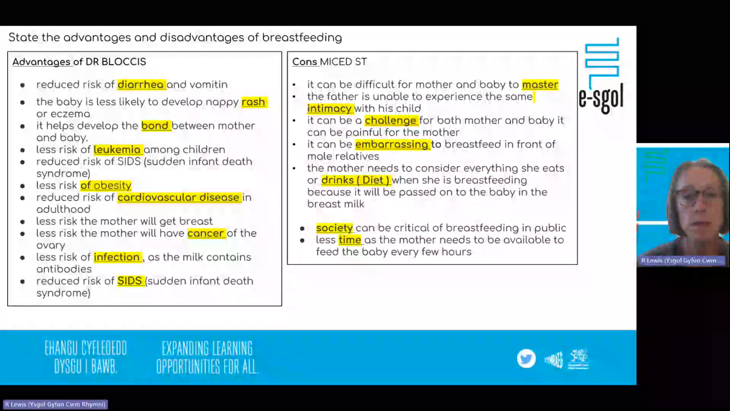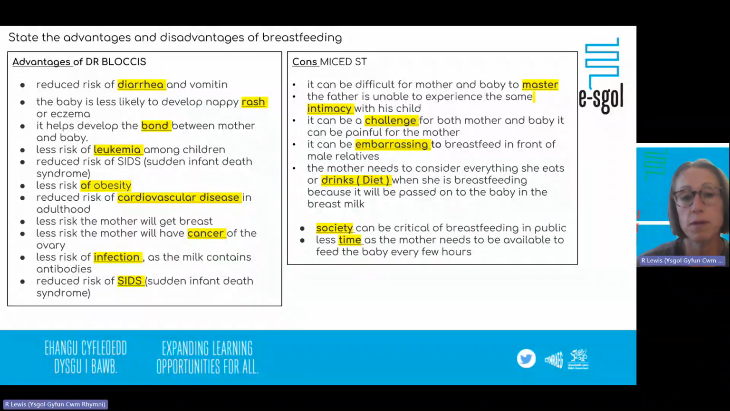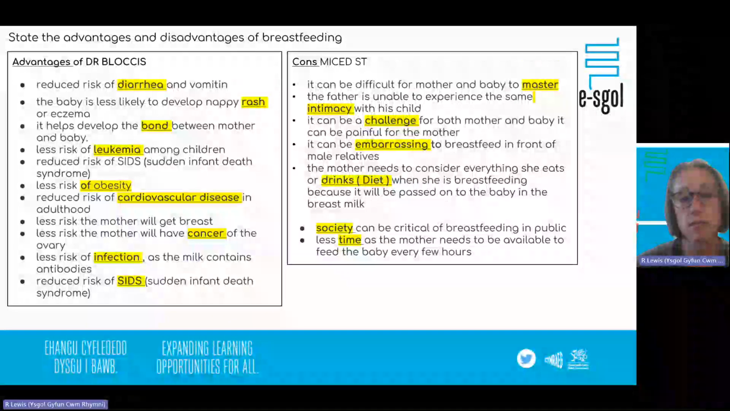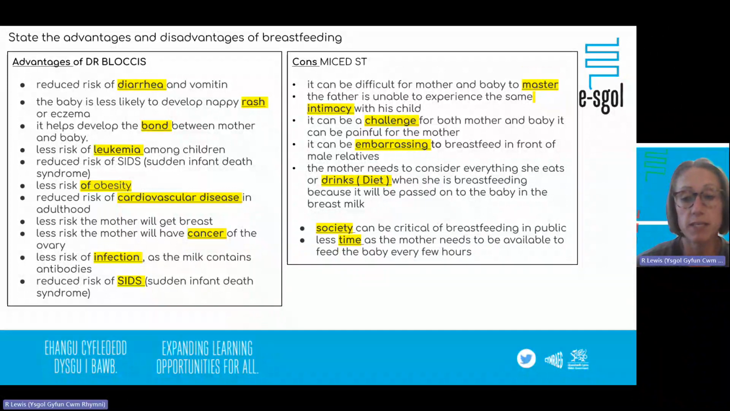feeding the baby. It can be a challenge for both mother and baby, especially if mother is recovering from perhaps surgery to deliver the baby, or obviously is very tired due to the commitments. She can be feeling quite embarrassed about this, especially perhaps in front of male relatives and when she's going out into public places.